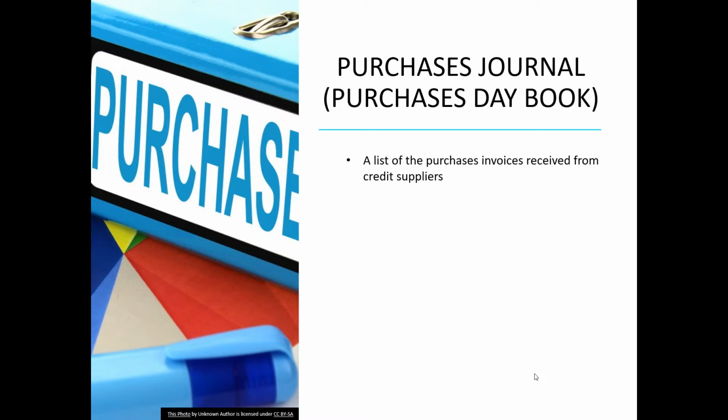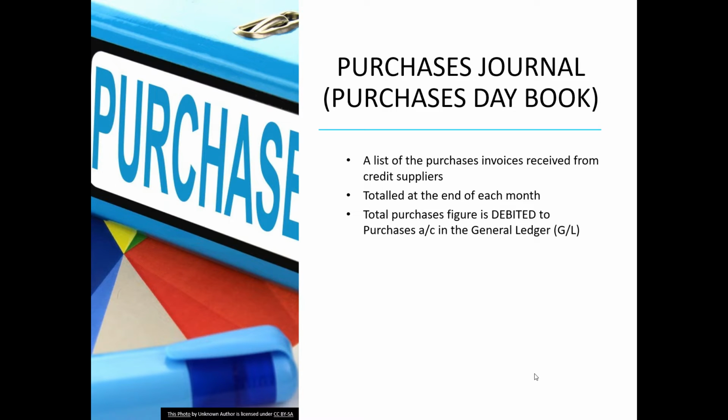Okay, so the purchases journal is a list of purchase invoices received from credit suppliers. Again, it's totaled at the end of each month, but that could be weekly, could be monthly, could be quarterly. And then the total purchases figure is going to be debited to the purchases account in the general ledger, and each individual invoice is going to be credited to each individual supplier account within the purchase ledger.